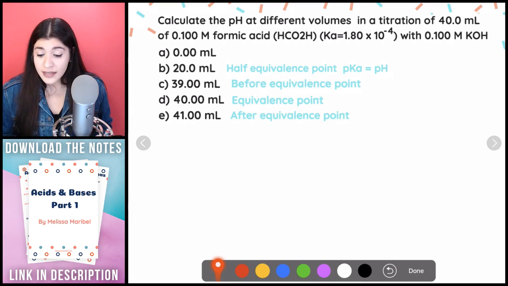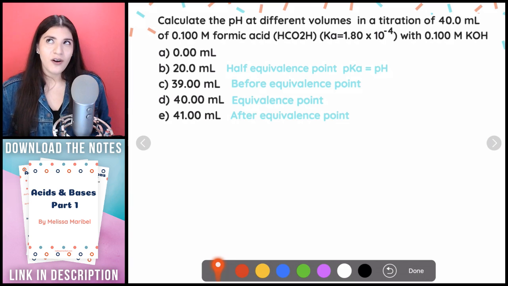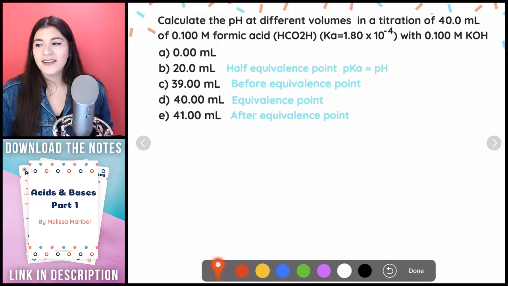Now, the other thing that I'll talk about is something known as the half equivalence point. And it kind of sounds exactly like what it sounds like, really. Equivalence point, 40 milliliters, half of it is literally taking half of it, so dividing it by 2. So this would be 20 milliliters. Okay, so that's our half equivalence point.